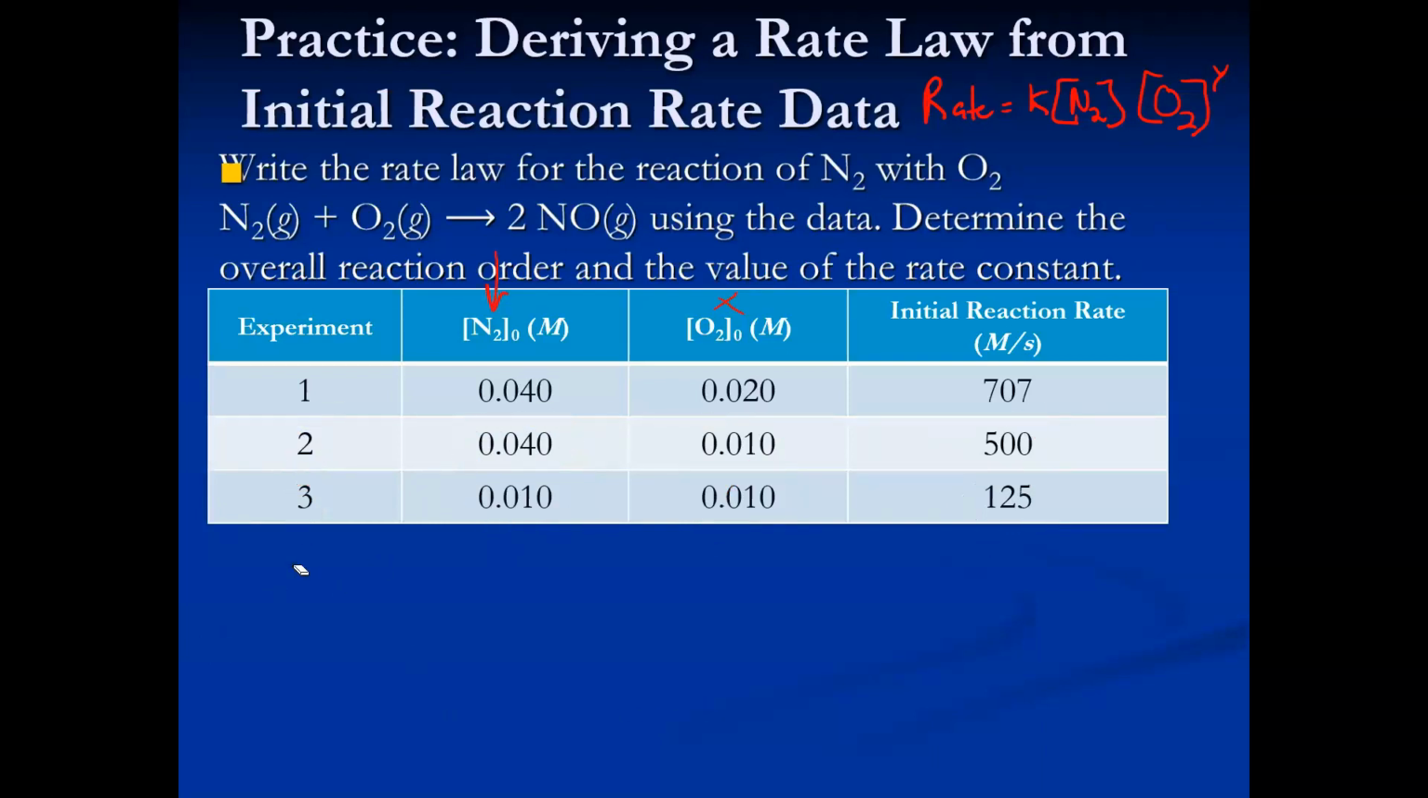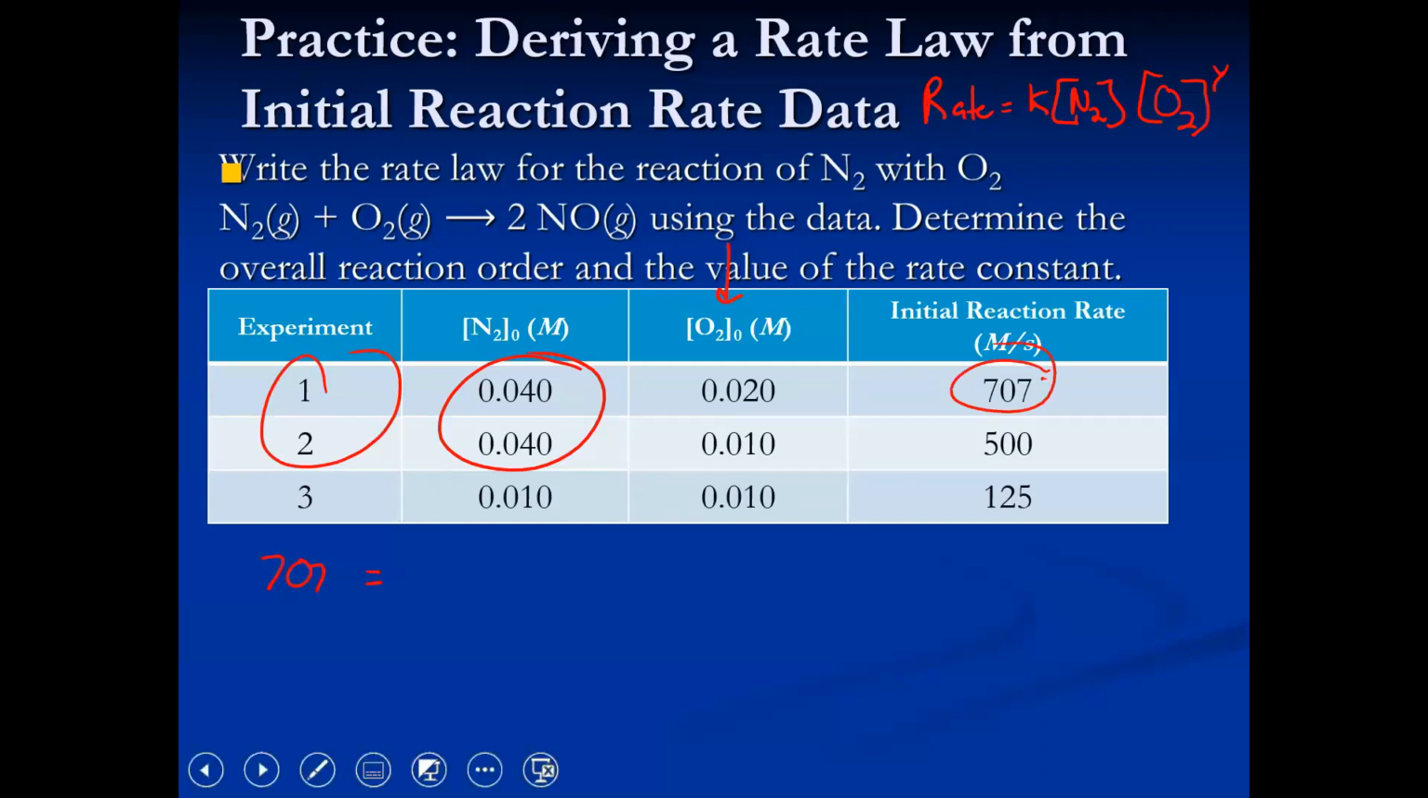Okay, next one. We need to figure out O2. So we have to look where N2 is the same. So we're going to do experiment 2 and experiment 1. For this one, we write the same thing. So it's rate. I like doing that one on the top. So it's going to be 707 equals O2 to the Y. And again, you can do this by inspection, by the way. You can't do this one by inspection, but the other one you could have done by inspection. I'm just showing you the math part because that's the hardest.